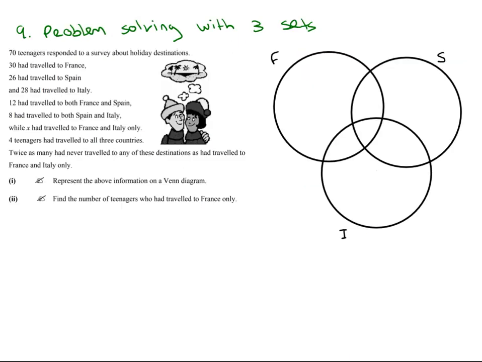Number 9, problem solving with 3 sets. When you're problem solving with 3 sets, if the Venn diagrams aren't drawn, draw them first. If they are or they aren't drawn, label them. They're drawn here.